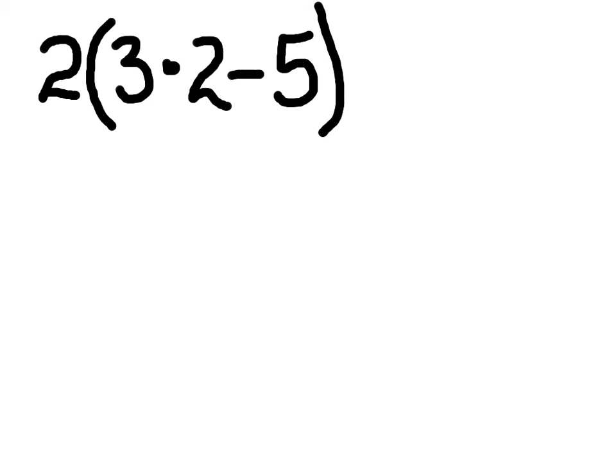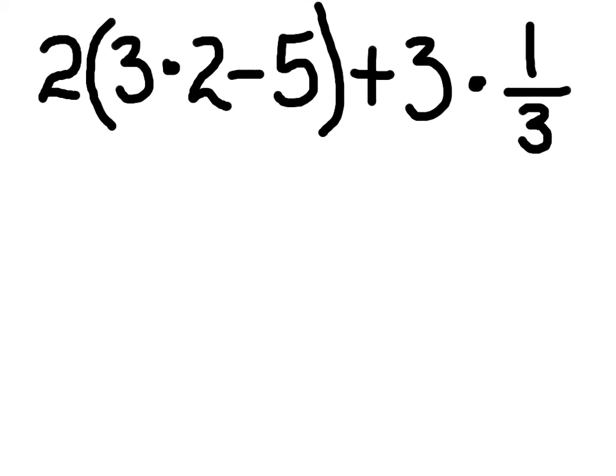It's multiply, so 3 times 2 minus 5, close paren. Plus 3 times, open fraction, 1 divided by 3, or 1 over 3, close bracket. So it's 3 times 1/3, right?